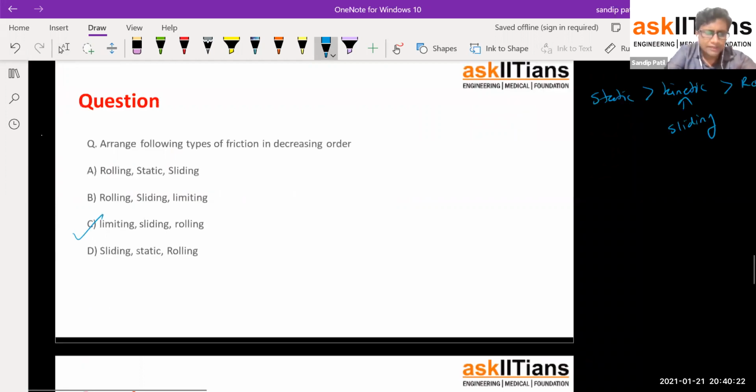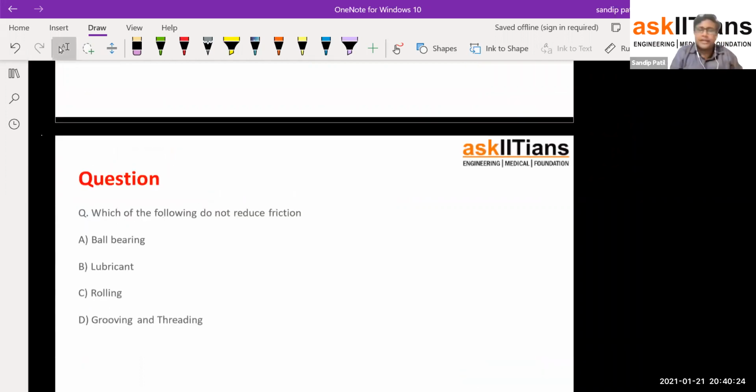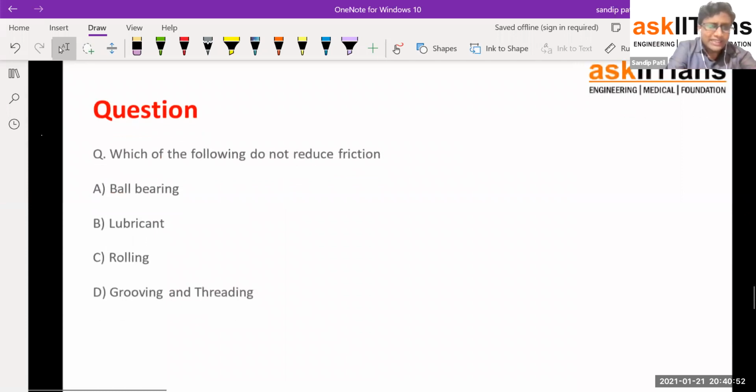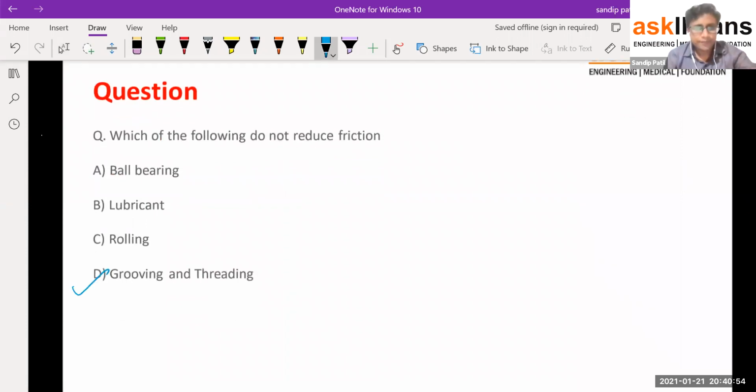Now, consider the next one. Which of the following do not reduce the friction? Now, we have seen the methods to reduce the friction. Ball bearings reduce the friction. Lubricants reduce the friction. Then rolling, obviously rolling is going to reduce the friction. Grooving and threading. Threading and grooving is used in the tires, right? We have talked about the grooving, right? So there are some lines on that tire, it is not smooth. So grooving is not actually reducing the friction, it is going to increase the friction. So this will be our option, right?